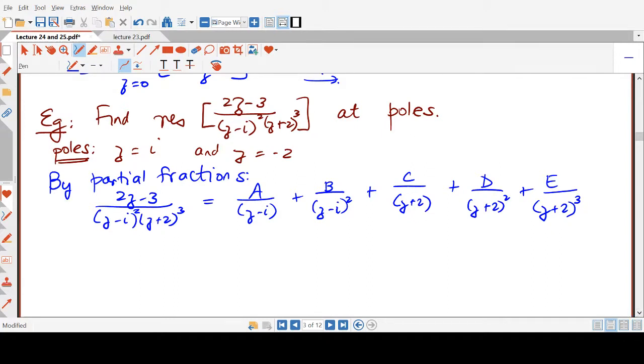Let's not go there. Now, if I want the residue of f at z equals I, what is the coefficient of 1 over z minus I? The answer is A, this guy here.